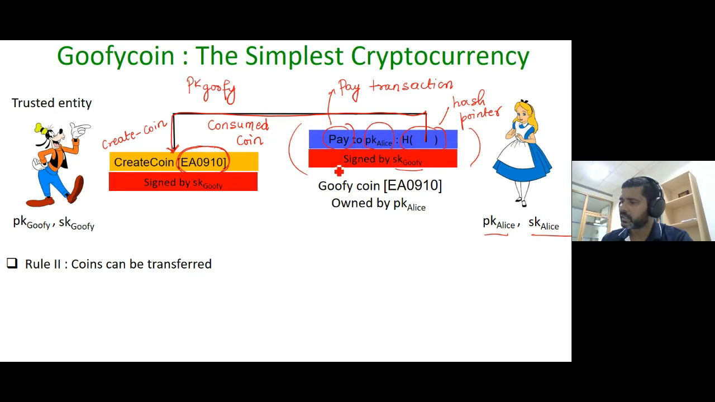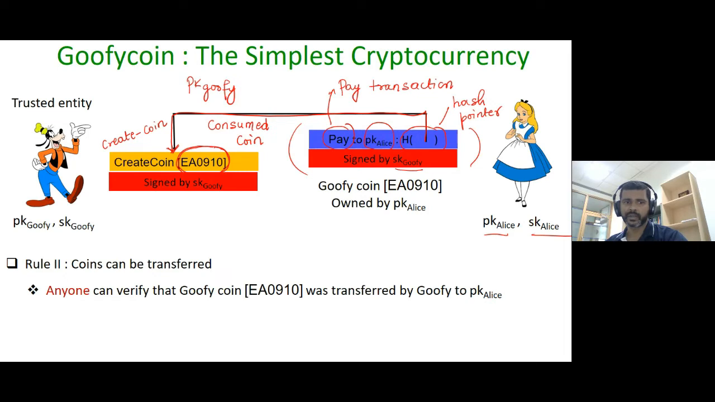So you can imagine that this transaction, this pay to Alice, is nothing but a check issued by Goofy to Alice. The check is issued by Goofy because he is the owner of the coin and he is giving a reference to the coin which is transferring to Alice. That's how coins can be transferred.